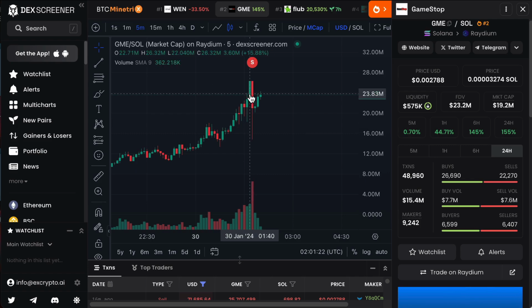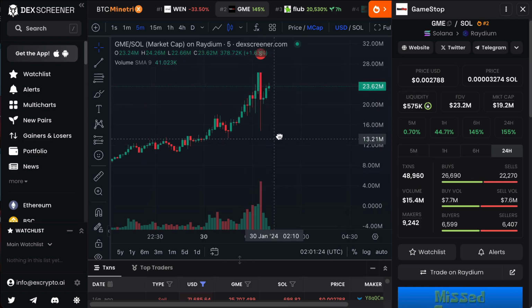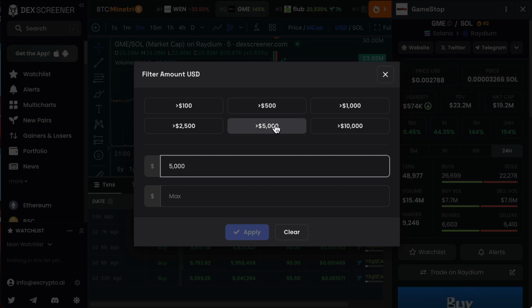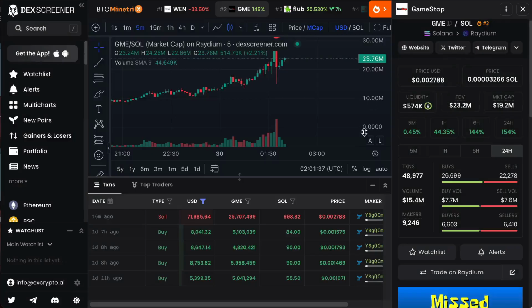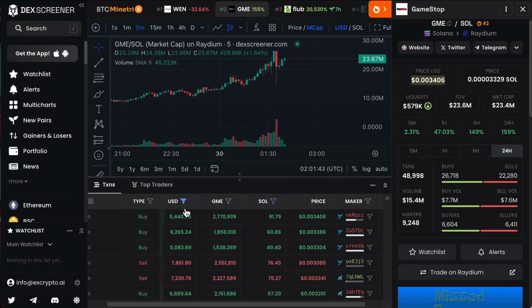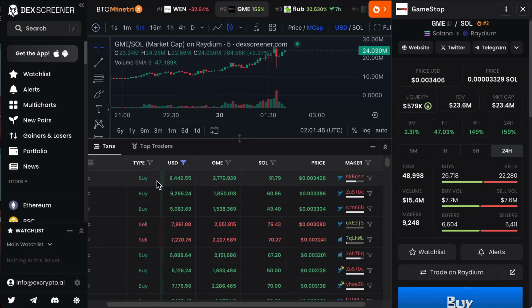So a few tips. If you want to pinpoint a particular trade, like a big trade, what you do, as I've shown you before, is you filter here. You click on where it says USD, and then you can filter by over 5,000. So that's what I did. And I've actually filtered over a specific person now. But let me just take that off for a second. Let me clear that.